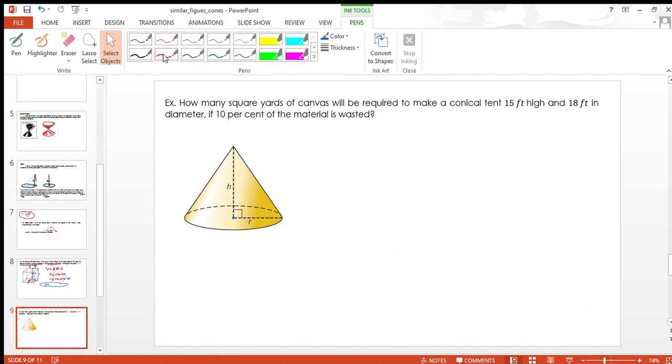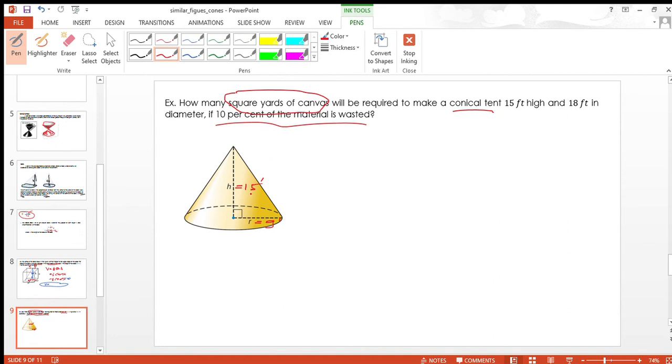Another problem given in your notes also, or in your module: how many square yards of canvas will be required to make a conical tent? Conical tent 15 feet high, and diameter is 18 feet. So if the diameter is 18 feet, then the radius is 9 feet. We'll look at this part later. If 10% of the material is wasted. So how many square yards of canvas?